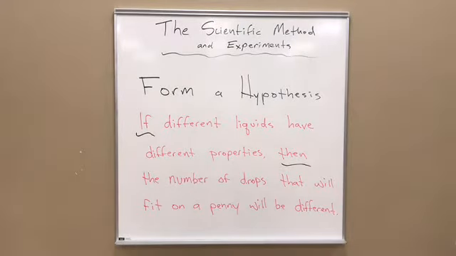All right, the next step in the scientific process then is to form a hypothesis. So you've seen we're putting different liquids on these pennies, and generally the way we make a hypothesis is an if-then statement. And so we came up with a hypothesis for you here in this first week. If different liquids have different properties, then the number of drops that will fit on a penny will be different. It's an if-then statement, and this is our hypothesis for this week.